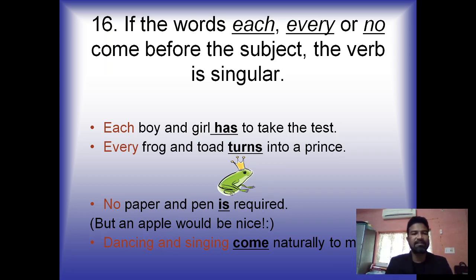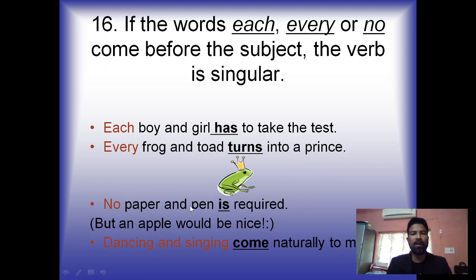Let's see that example once again. Each boy and girl has to take the test. Every frog and toad turns into a prince. Remember, when boy and girl are connected with and, they are supposed to be treated as plurals. But here we don't treat them as plurals because we have started the statement with each. If a statement begins with each, the verb will always be singular.